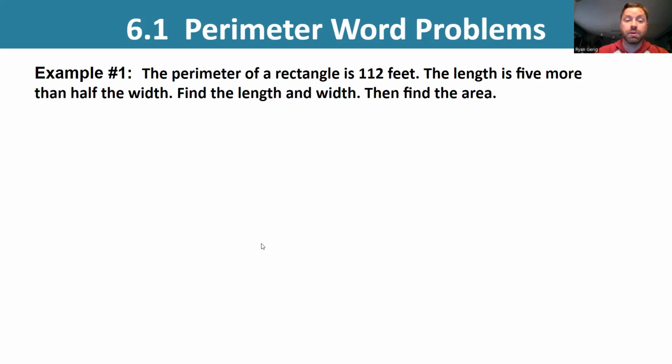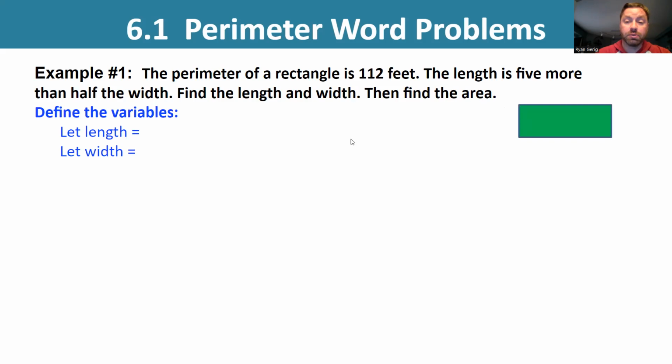We'll do that again with the perimeter problem here. So the perimeter of a rectangle is 112 feet. The length is 5 more than half the width. Find the length and width, then find the area. A little bit to do at the end. So here's a rectangle.